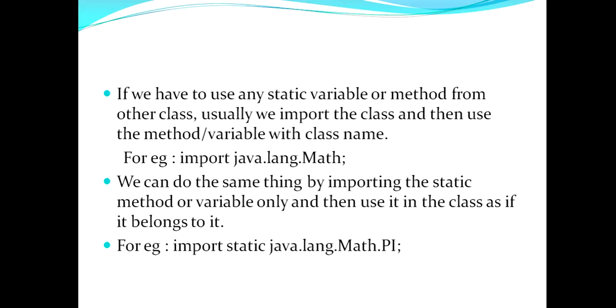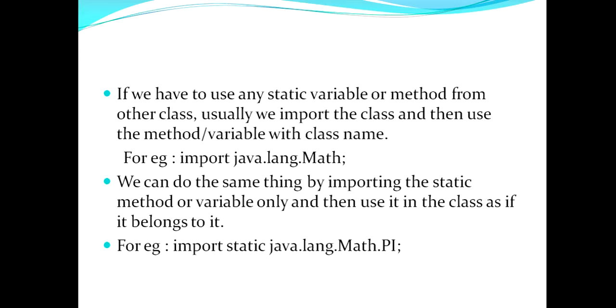But in static import we can do the same thing. We can directly import that particular static method or variable so that we don't need to explicitly mention the class name dot method name. If you can see, it's written over here. We can do the same thing by importing the static method or variable only and then use it in the class as if it belongs to it. So here I'm importing that particular field PI of the Math class. See, import static java.lang.Math.PI. So directly I can use the PI of the Math class in my example.